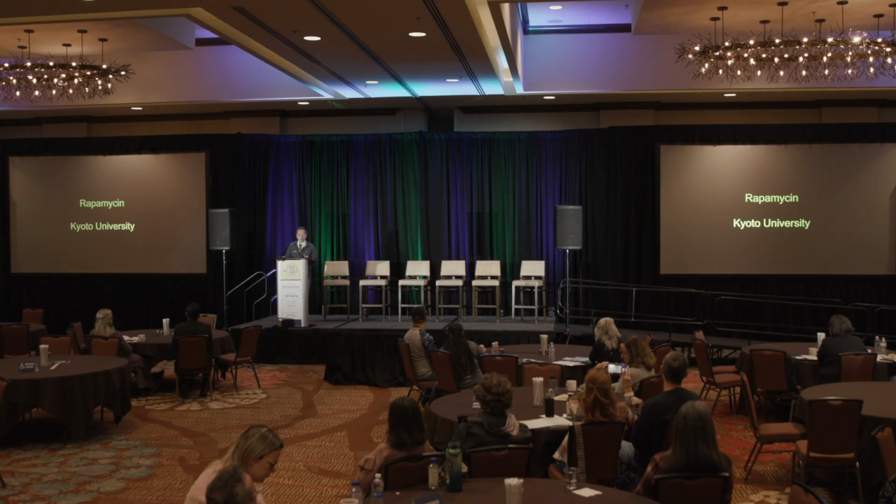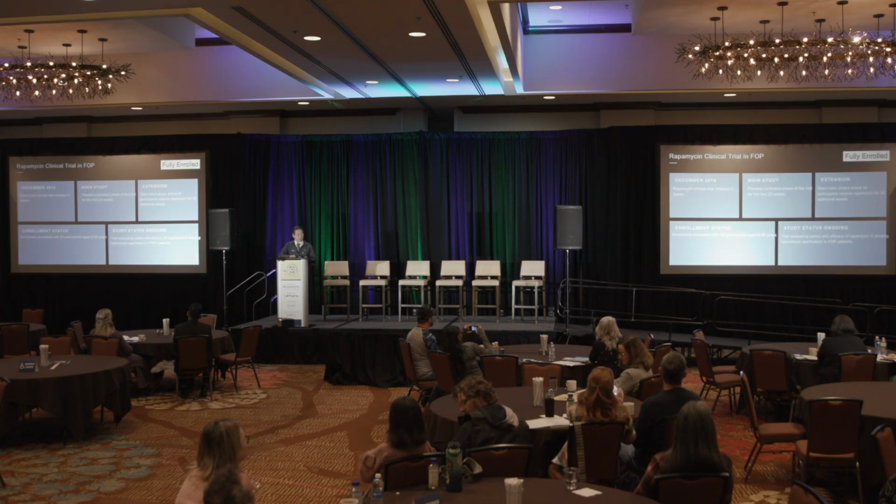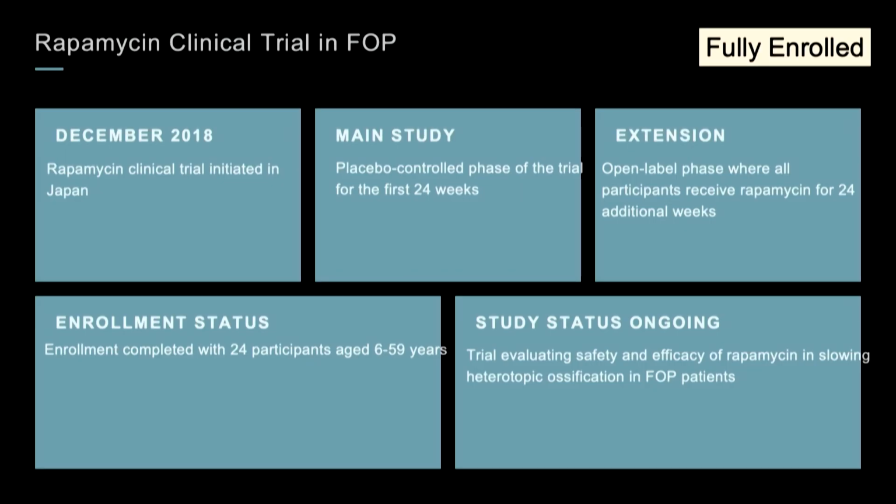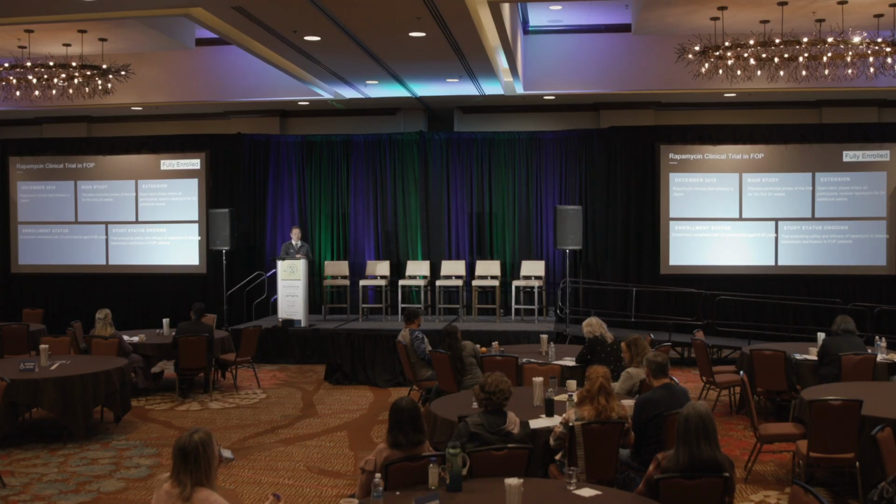There were some questions about this a little bit earlier because this is an off-label medication use. This is a study that is sponsored by Kyoto University. This one, we don't have a ton of information on. It actually started enrollment in 2018. The main study was a placebo-controlled phase 2 trial of the drug, basically for 24 weeks, followed by an open-label extension. And unfortunately, we actually don't have a lot of information about this. It was 24 patients. I'm told that it was fully enrolled. It was ages 6 to 59, but we don't have an update yet in terms of the results.